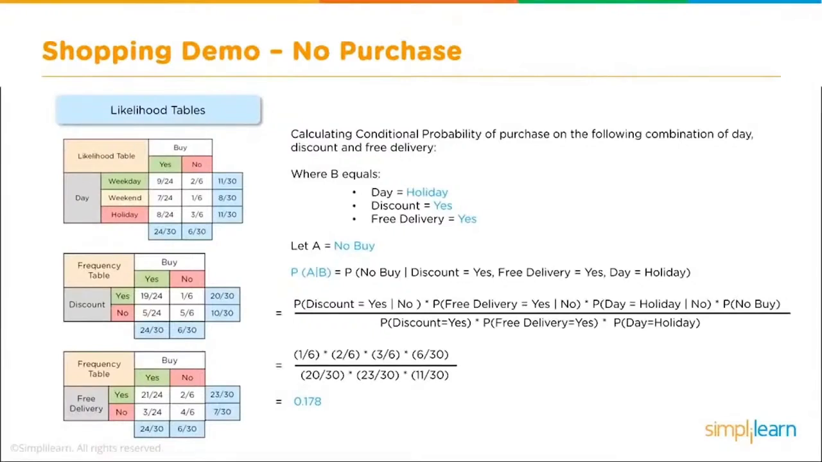We're going to start with looking for the probability of them not purchasing on the following combination of days. We are actually looking for the probability of A equal no buy, no purchase. And our probability of B we're going to set equal to: is it a holiday? Did they get a discount? Yes. And was it a free delivery? Yes.